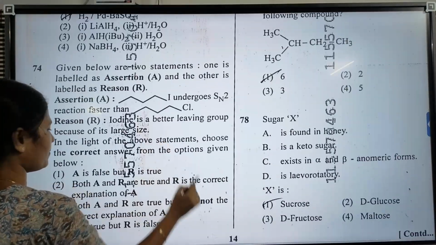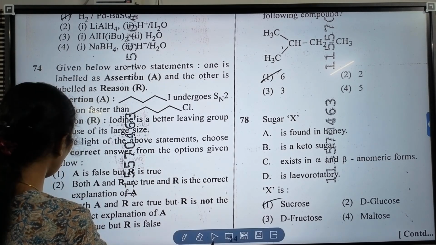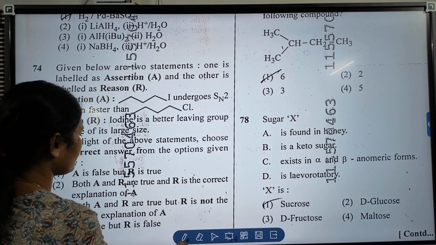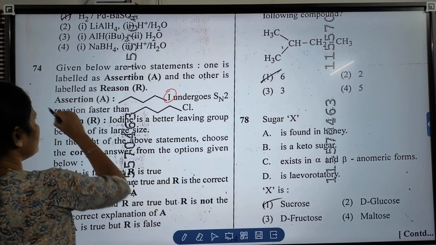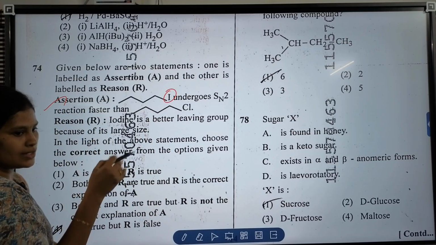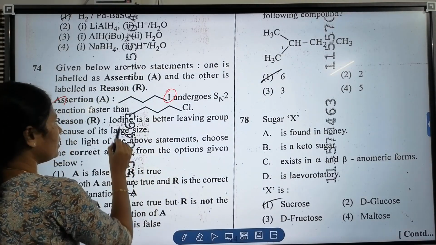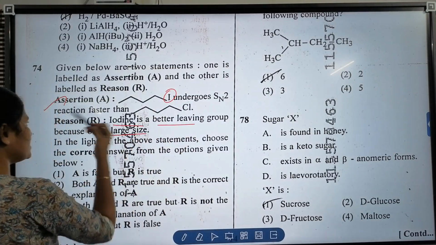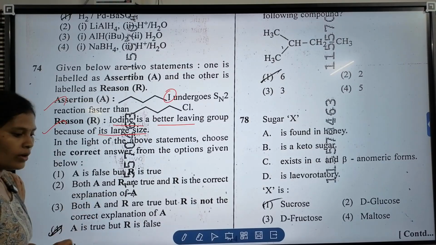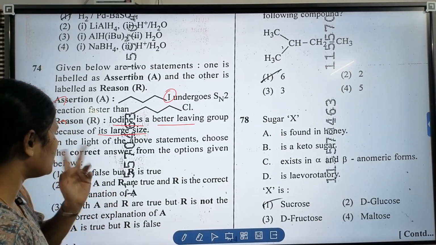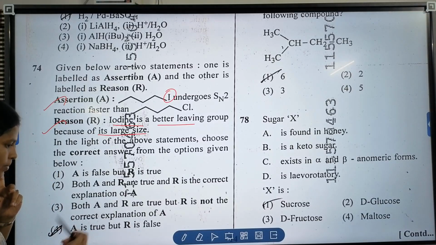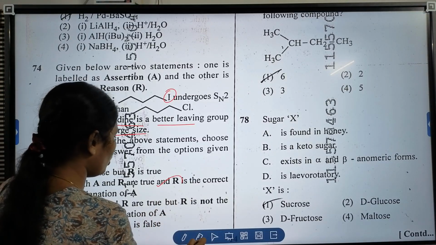This one, it's a common question. I undergoes SN2 faster than this. That is correct. Generally, whether it's SN1 or SN2, it will be correct. Iodine is a better leaving group. That is correct. Actually, this question is framed from one of the example questions in the CBSE book, right? Both are correct. It's explaining only. So we can go with the second option.